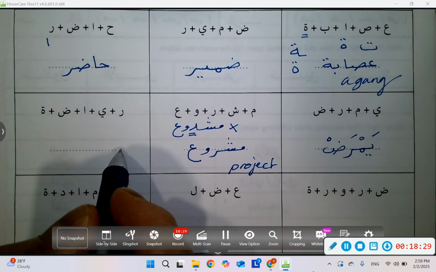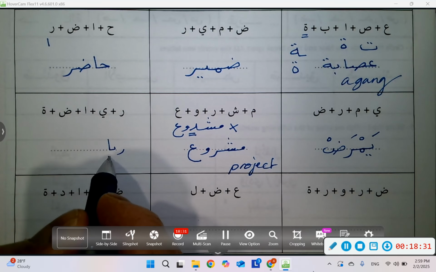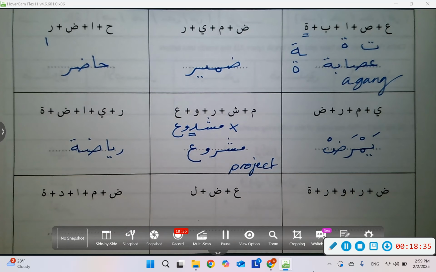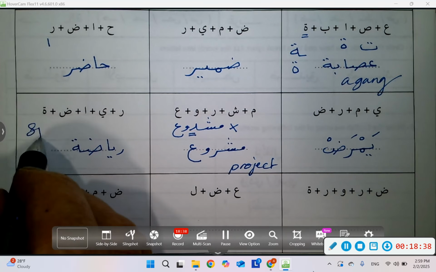رياضة. راء ياء ألف ضاد تاء مربوطة. رياضة means sport.